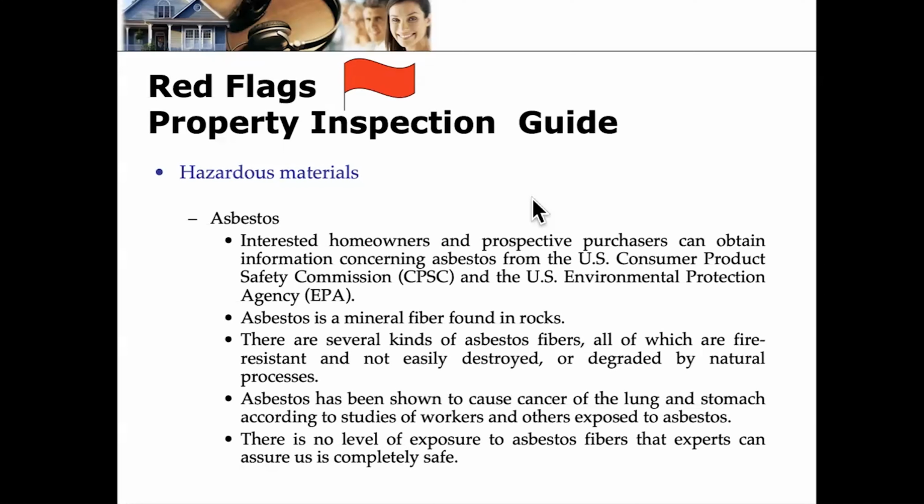Asbestos is a mineral fiber found in rocks. There are several kinds of asbestos fibers, though, all of which are fire resistant and not easily destroyed or degraded by natural processes. That's why asbestos is so hard to have removed and disposed of, and it's costly. But asbestos has been shown to cause cancer of the lung and stomach, according to studies of workers and others exposed to asbestos. There's no level of exposure to asbestos fibers that experts can assure us is completely safe. That's why it's a red flag for us as inspectors and for homeowners buying a property.